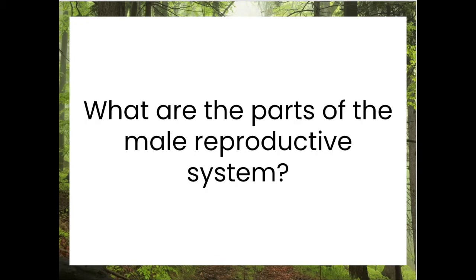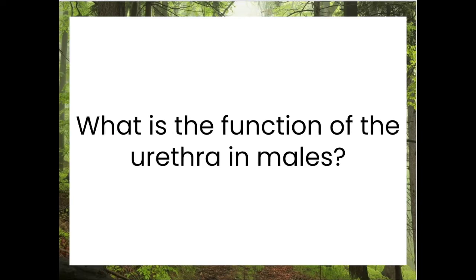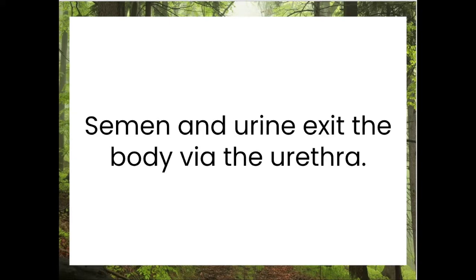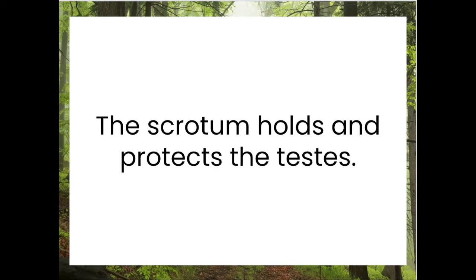What are the parts of the male reproductive system? Penis, scrotum, testes, and semen. What is the function of the urethra in males? Semen and urine exit the body via the urethra. What is the function of the scrotum? The scrotum holds and protects the testes.